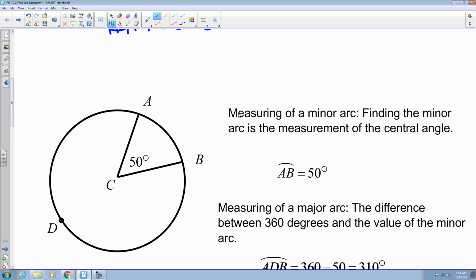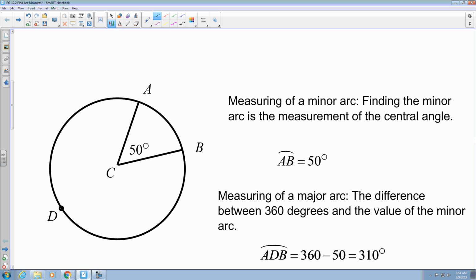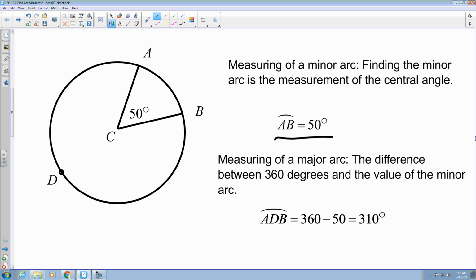Looking down here, it says measuring a minor arc. When you're measuring the minor arc, the minor arc is the measurement of the central angle. So if our central angle here is 50 degrees, the arc is also going to be 50 degrees. Now measuring the major arc is going to be the difference between 360 degrees and the value of the minor arc. A circle is 360, so that's where they get that from. In this case, we subtract 50, so we know that the major arc is 310 degrees.